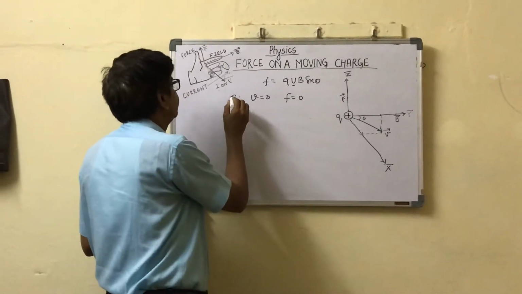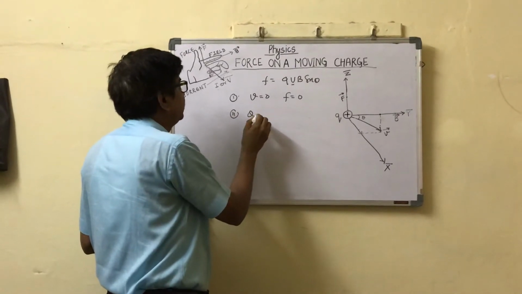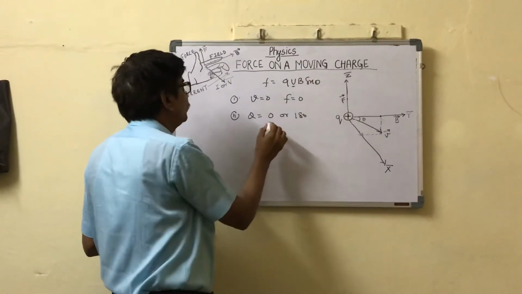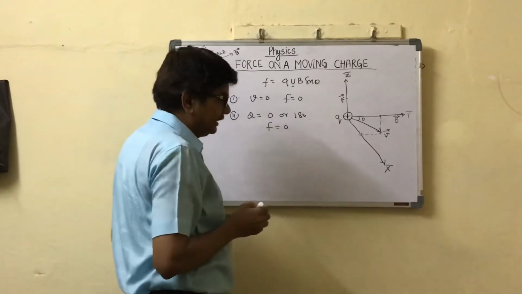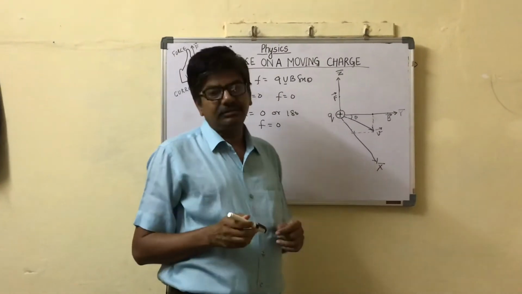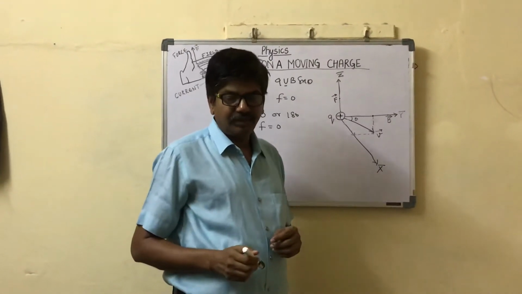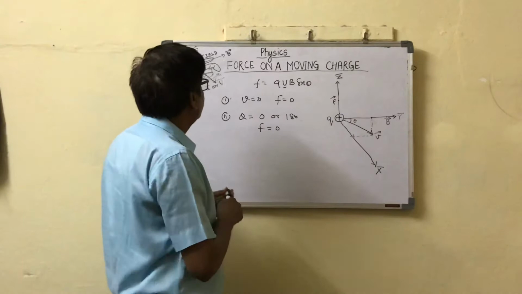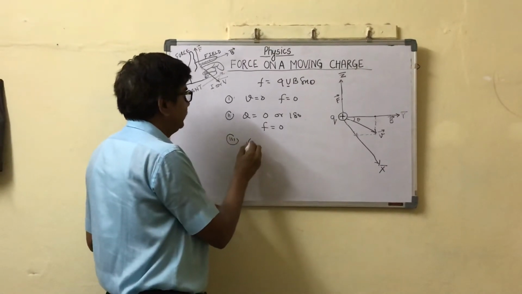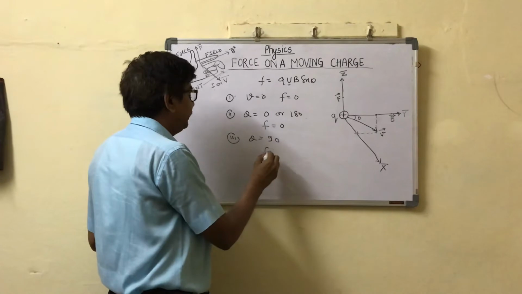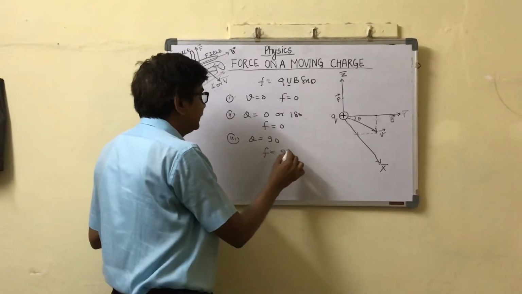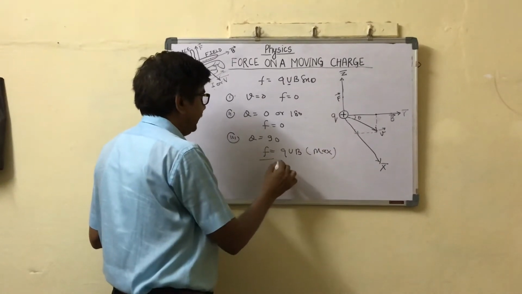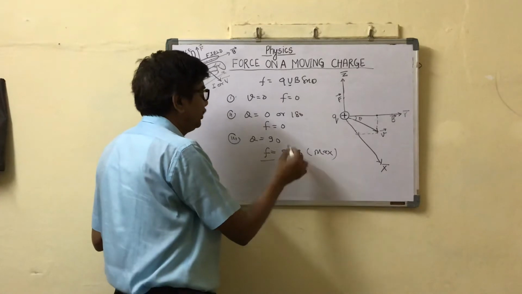This is the first case. Now the second case, theta is equal to 0 or 180, F is equal to 0. If a charged particle moves parallel or anti-parallel to the field, the force will also be 0. Now the third case, theta is equal to 90, then F is equal to QVB sin 90, that is maximum. So the magnitude of F is maximum, QVB.